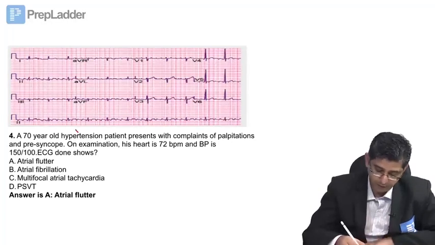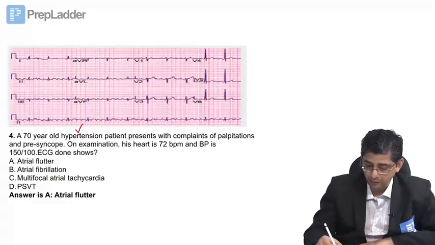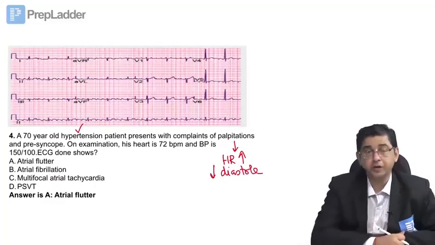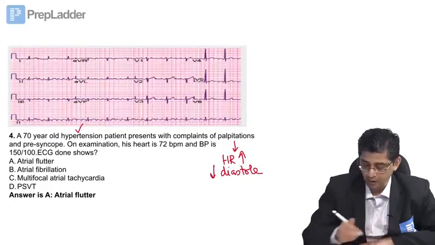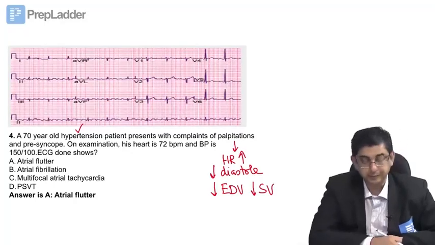In this case, he mentions a hypertension patient. He is presented to you with complaints of palpitations and pre-syncope. You see, whenever the heart will beat fast, the fast beating heart will result in decrease in the duration of diastole. And if you decrease the duration of diastole, then the amount of blood that will fill in the ventricles will be lesser and therefore stroke volume will be lesser. That is why there is a pre-syncope.